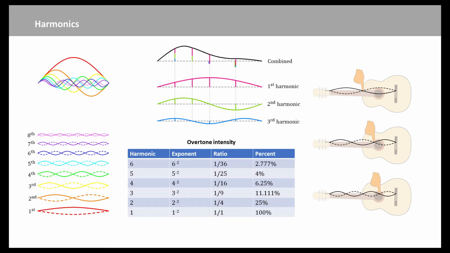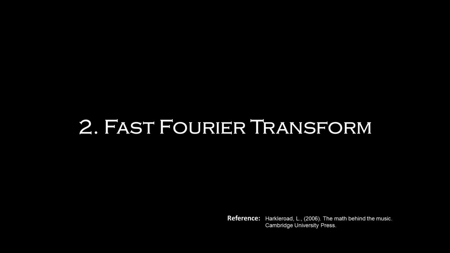The intensity of the harmonics is given in the table as exponents, ratios, and percentages. The resulting numbers are the same. Both numbers are all 1. Notice the connection between the frequency of harmonics and the inverse power of 2. This is a connection between mathematics and music.